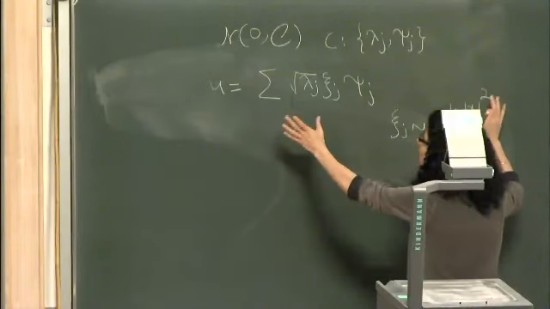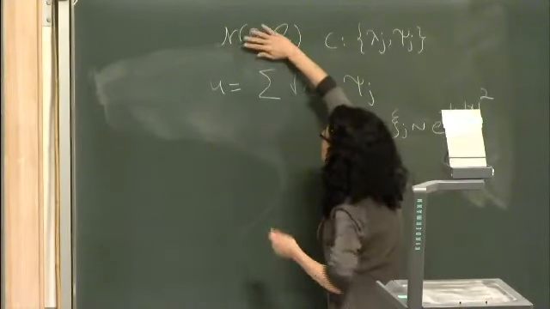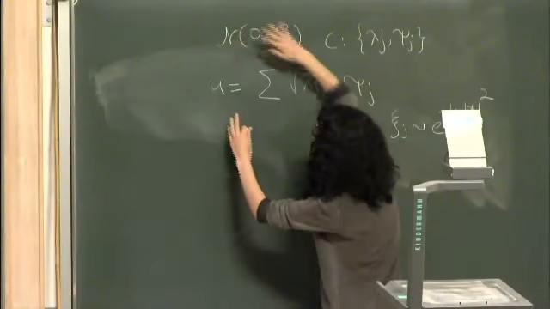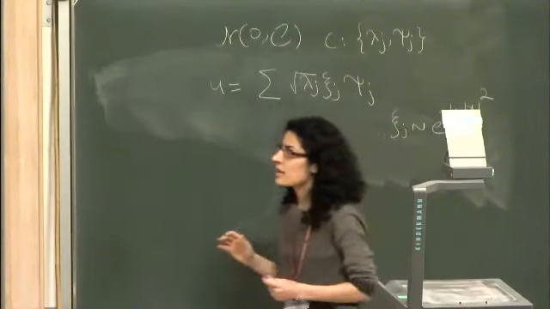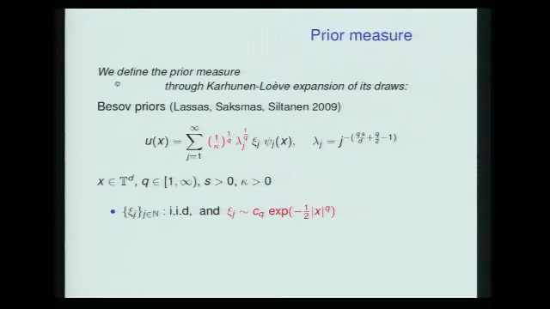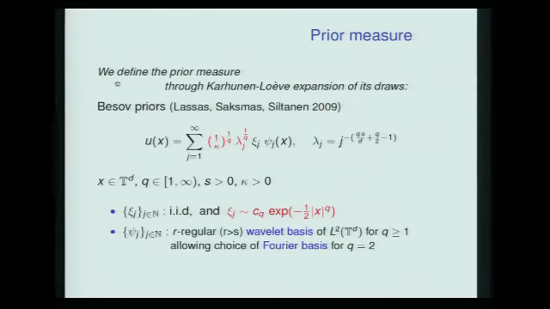So what they did, Lassas et al., well, of course, you don't have a covariance operator in the case of Besov measures, but they generalized this idea. They said, let's consider the coefficients to have density like exponential of minus a half |x| to the power q, and q can be anything bigger than or equal to 1. So they generalize it from exponent 2 to q. psi_j can now be a wavelet basis, and then they choose lambda_j in an appropriate way.